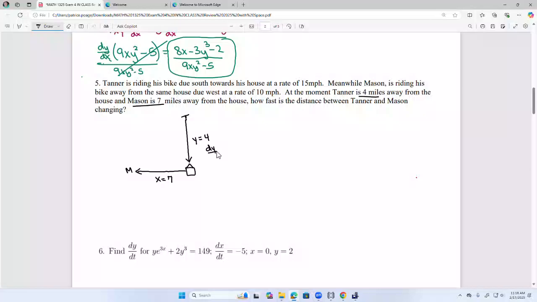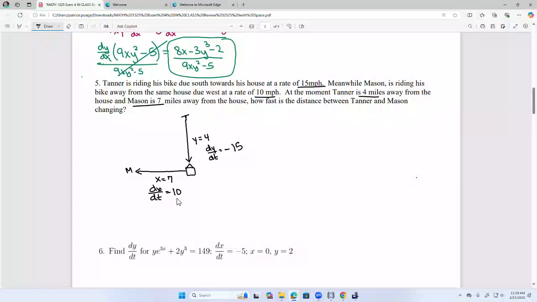dy/dt is telling us the rate of change of Y. So since Tanner is getting closer and closer to the house, Y is getting smaller. So I know my dy/dt is going to be negative, and he's going toward the house at 15 miles per hour. dx/dt is the rate at which my X value is changing. And since X is getting bigger as Mason goes further and further away, it's going to be positive, and it is 10 miles per hour.